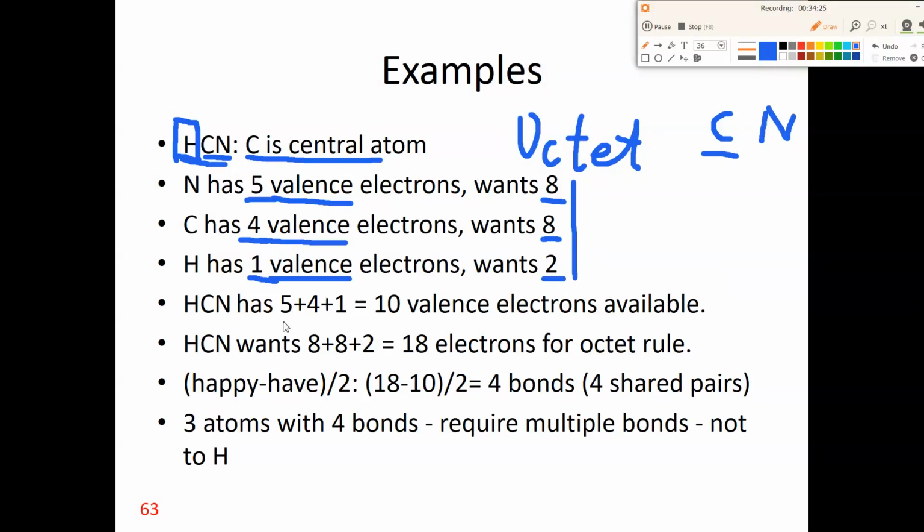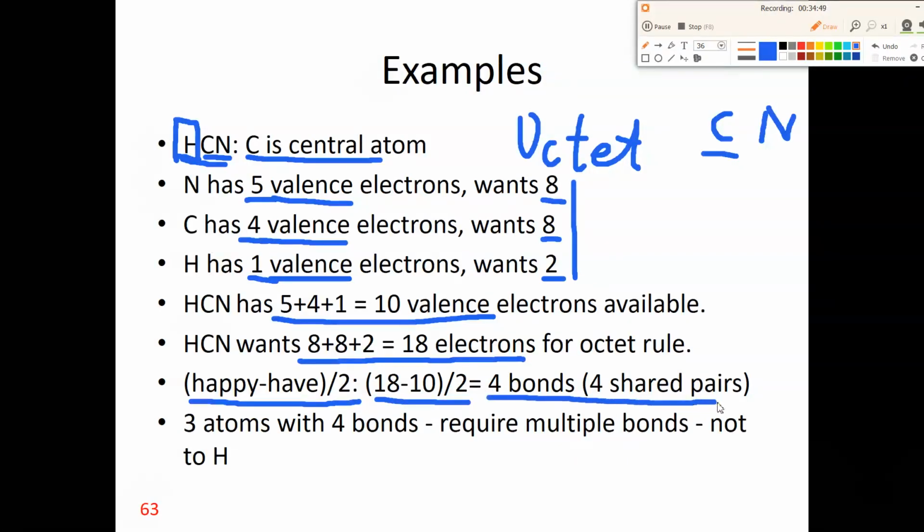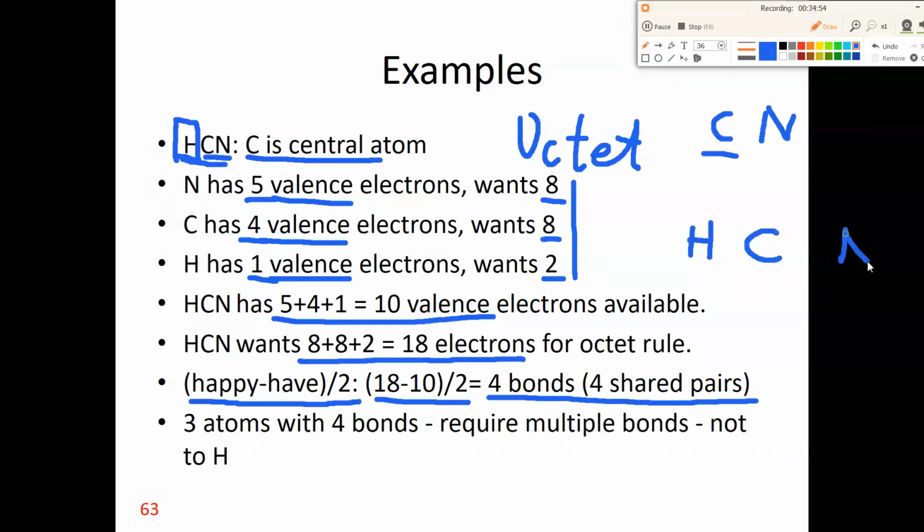So we add up the total valence electrons available: it's 10 available. We add up the total electrons to satisfy octet: it's 18. So the difference: what we need minus what we have, 18 minus 10, is 8, divided by 2. We have 4 bonds, these shared pairs of electrons, among hydrogen, carbon, and nitrogen. We have 4 shared bonds.